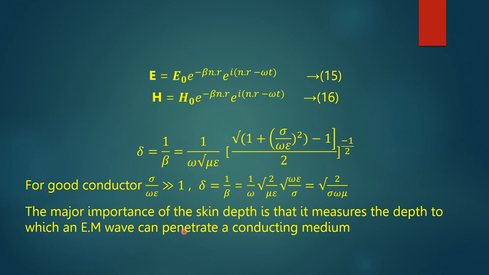The major importance of the skin depth is that it measures the depth to which an electromagnetic wave can penetrate a conducting medium. And also we may say that for high frequency circuits, current flows only through the surface of a good conductor. That is, for high frequency the skin depth is low, so the current conducts through the surface.